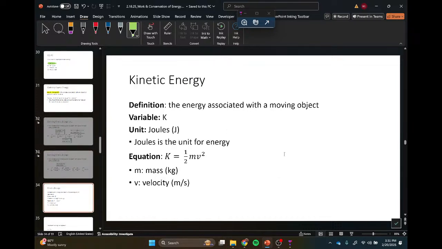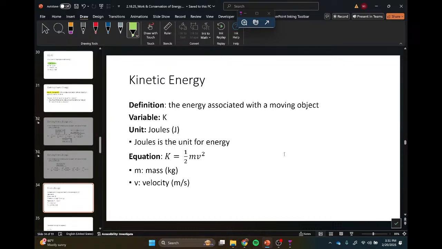There's the equation. It's 1/2 mv squared. You've probably seen it before. m is mass, v is velocity. And remember, there's no x and y components of this. It's just, hey, put the magnitude of velocity in, and that's its kinetic energy. 1/2 mv squared.